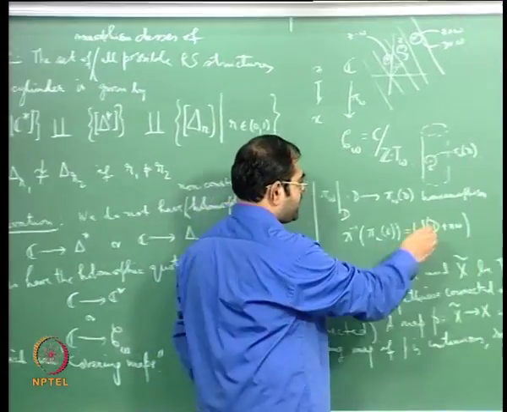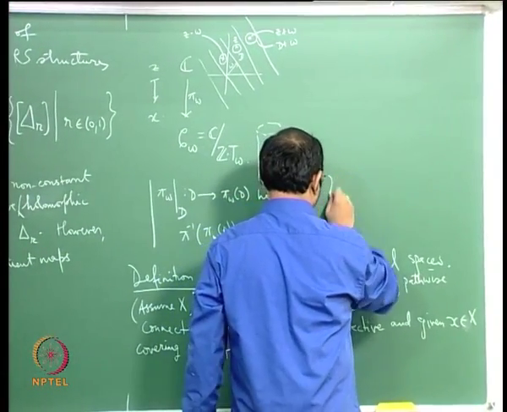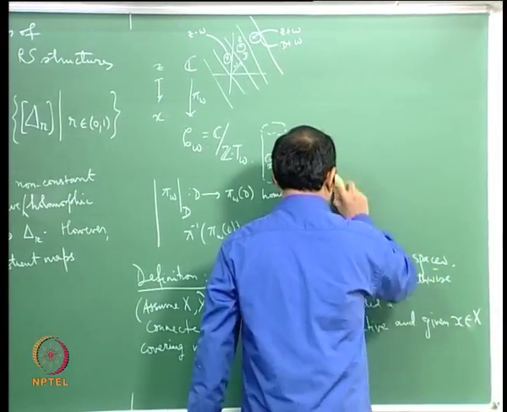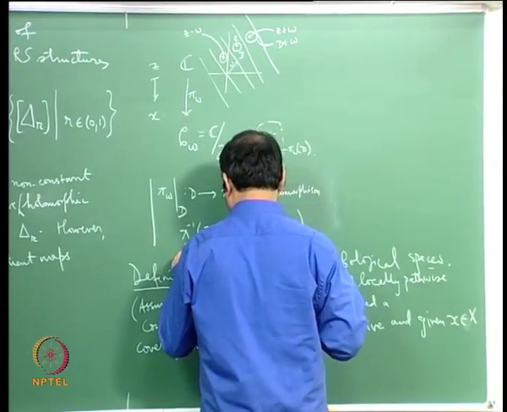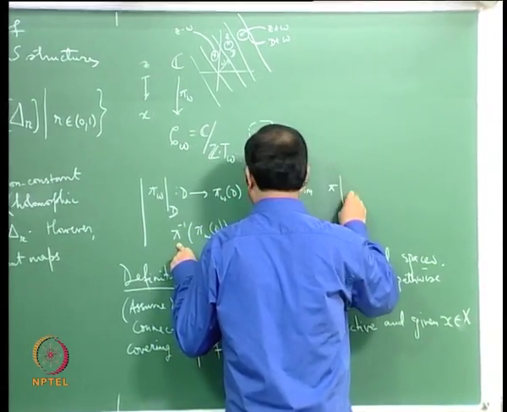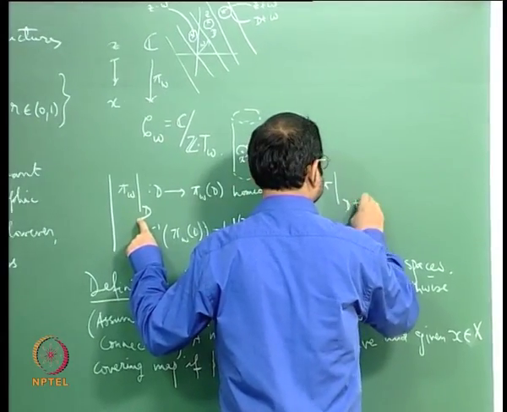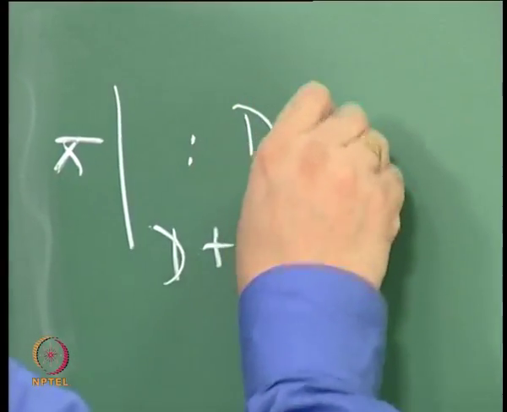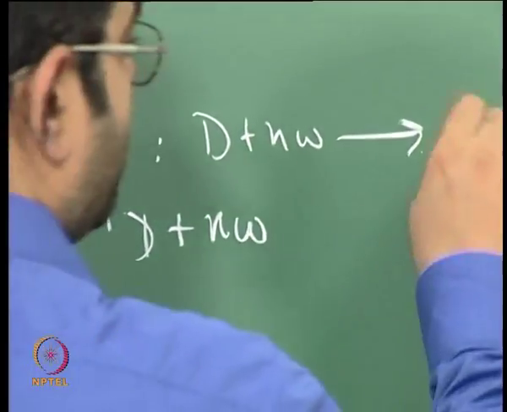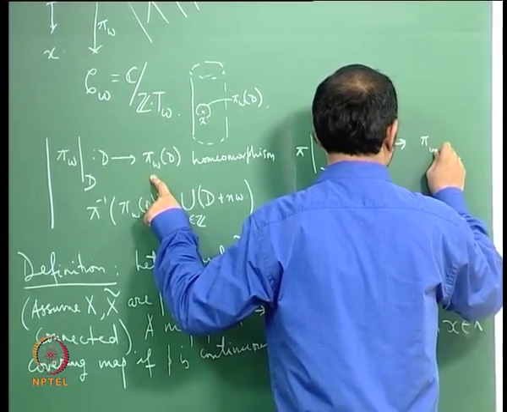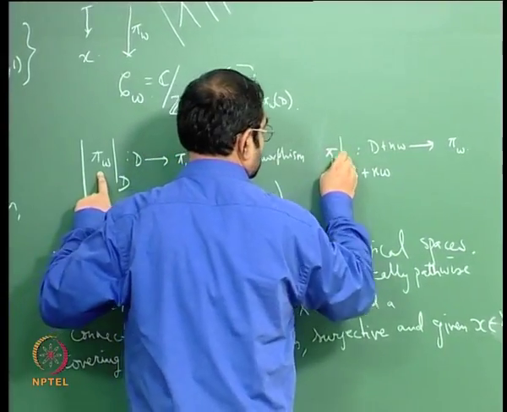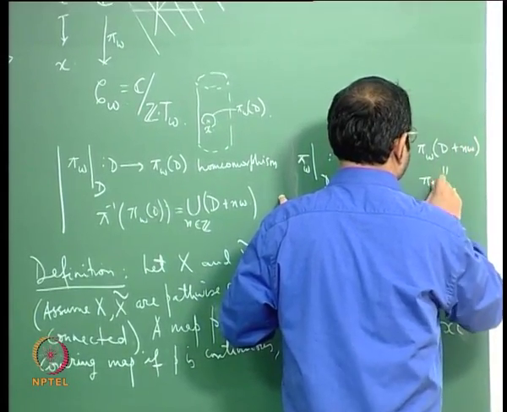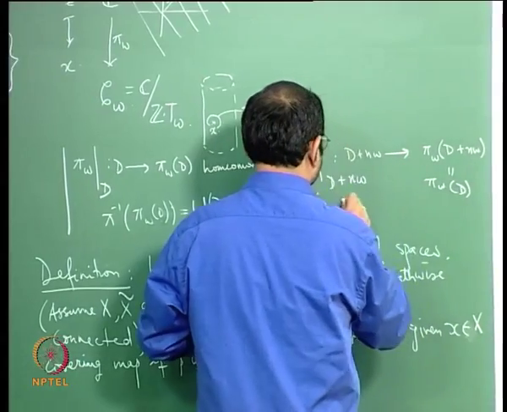So in fact what I should tell you here also, so let me also add this here, let me add that condition also here, that is another remark, that pi restricted to d plus n times omega, from d plus n omega to pi omega, so this is pi sub omega of d plus n omega, which is the same as pi omega of d, is also a homeomorphism.